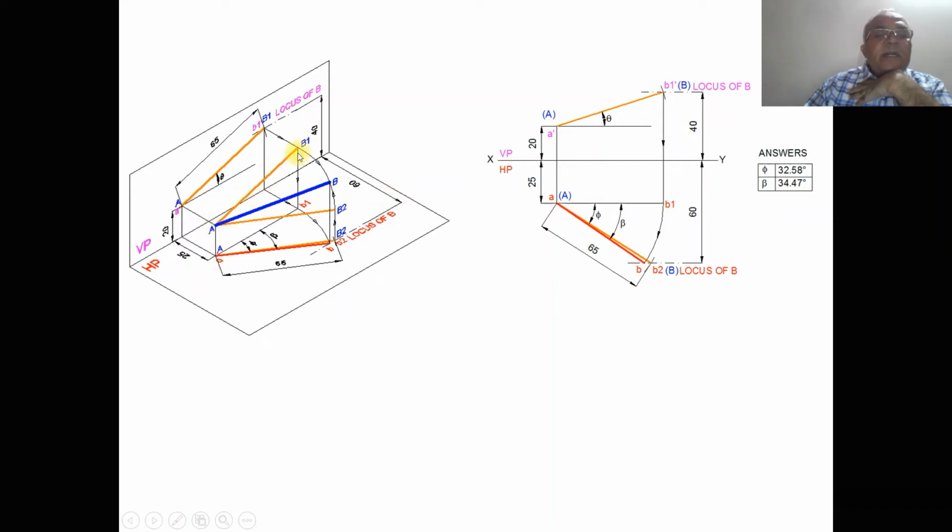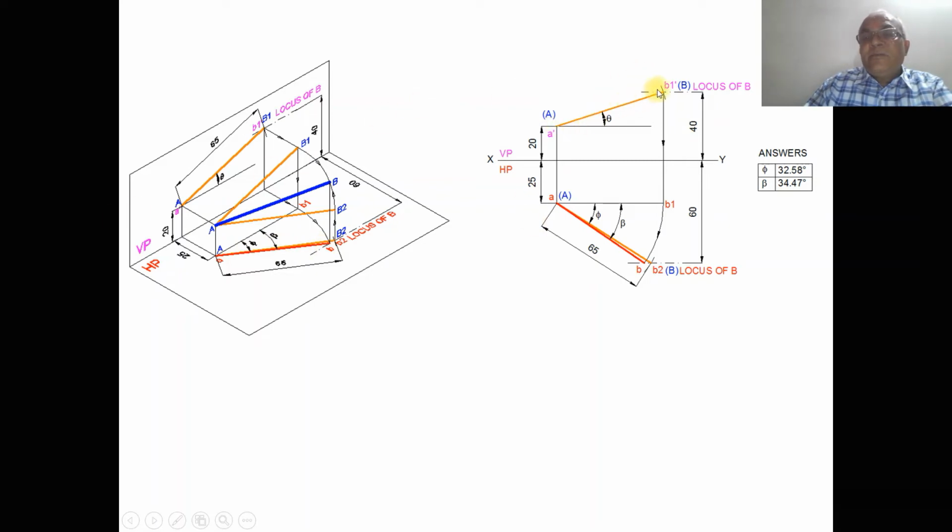Therefore, with A as center, taking the radius of AB1, you are rotating this line in space. So what happens in the image? That image also starts rotating till it cuts the locus of B in the top view. Once you get this point B, this will be small ab. So that is what we have shown here.